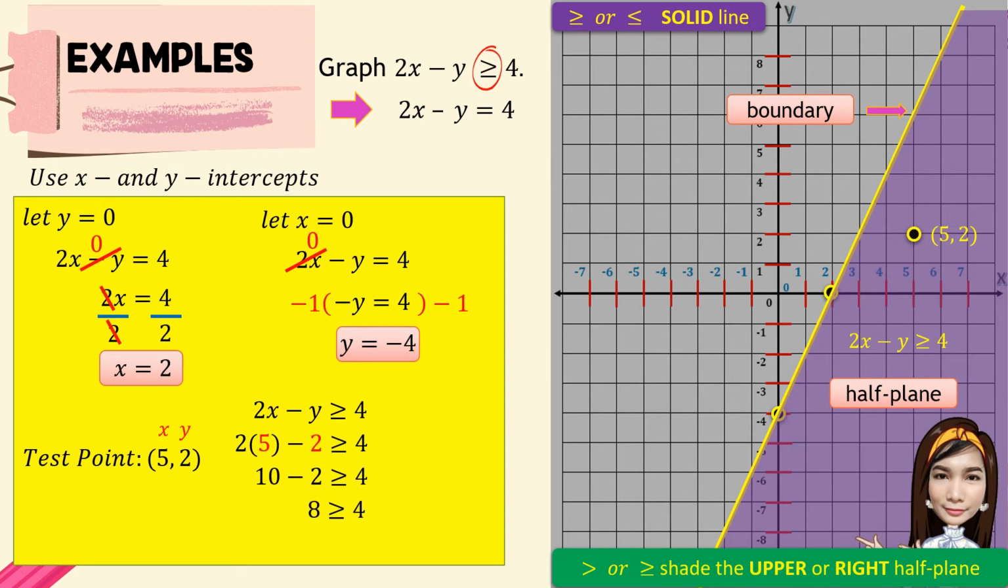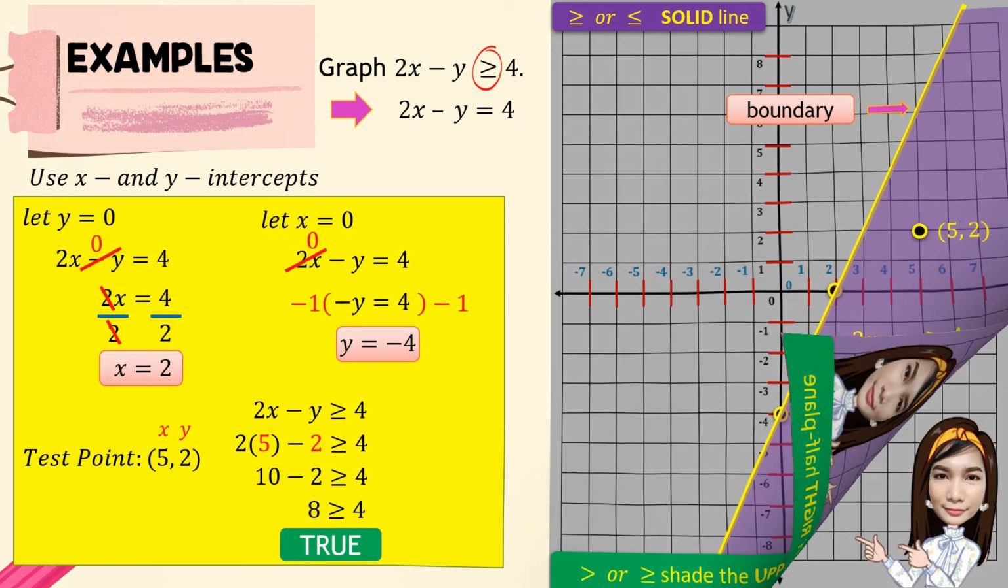And 8 is greater than or equal to 4. And that is a true statement. Therefore, the graph of 2x minus y is greater than or equal to 4 is correct.